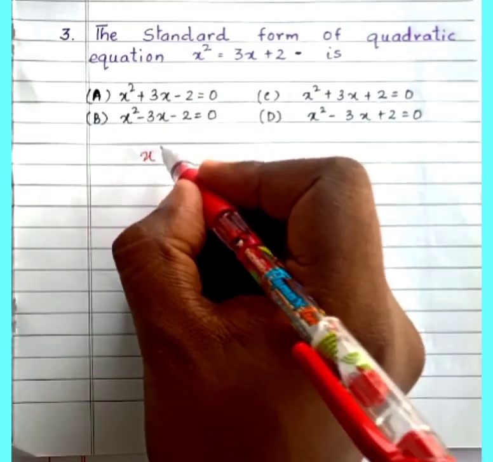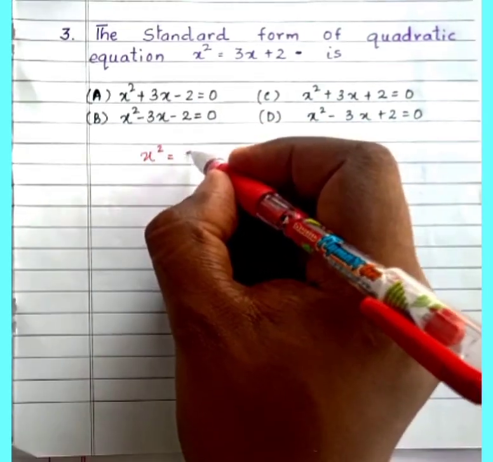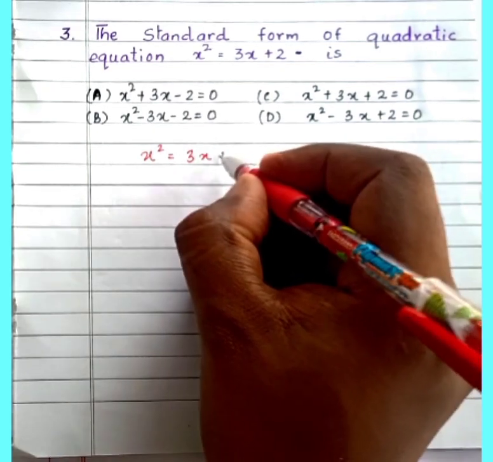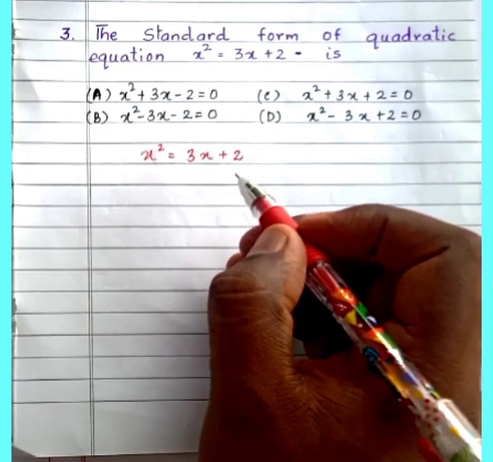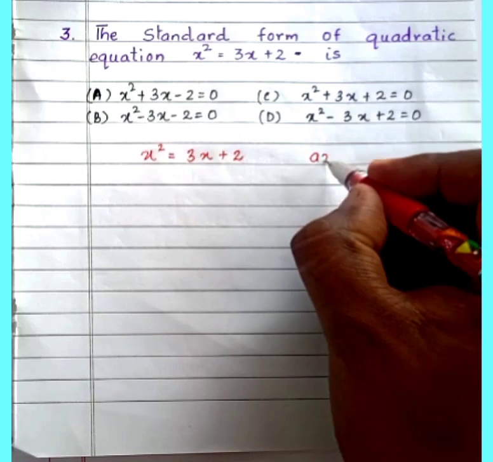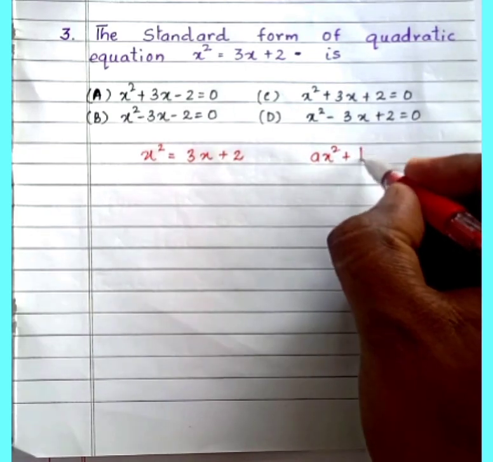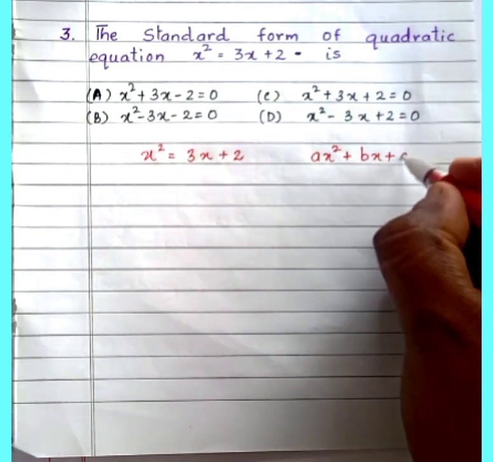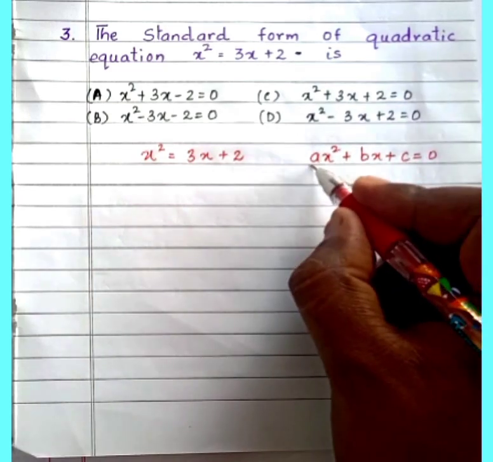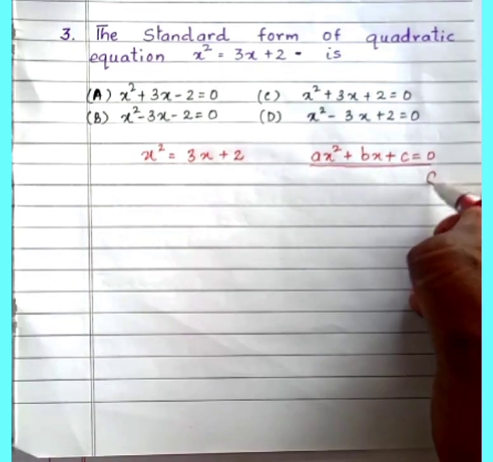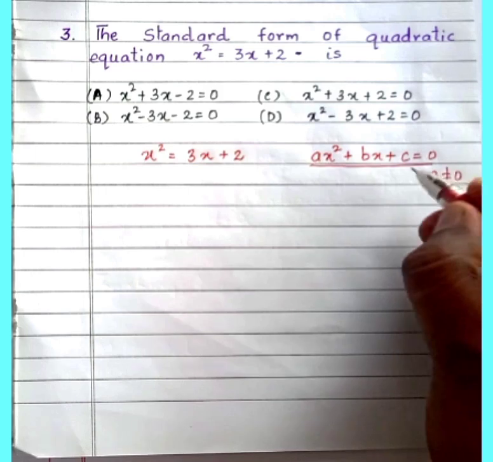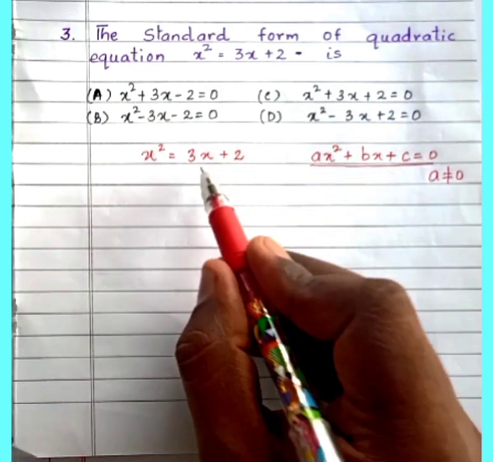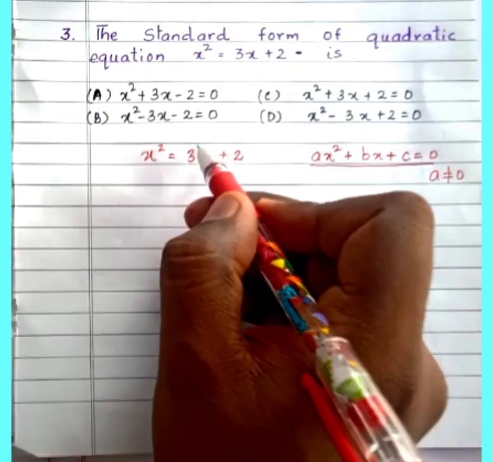Students, the given quadratic equation is x square equals 3x plus 2. We know that the standard form of a quadratic equation is ax square plus bx plus c equals 0, where a should not be equal to 0, which is also a very important 1 mark question.